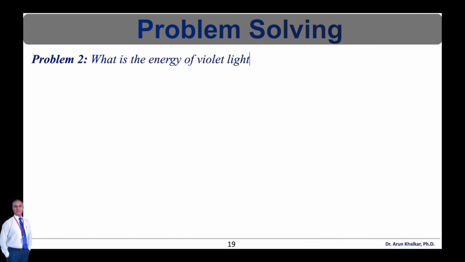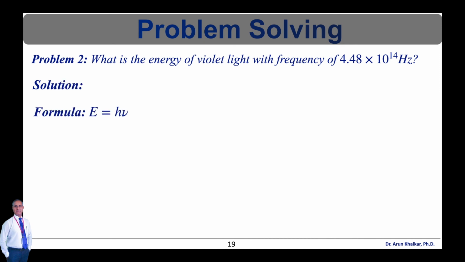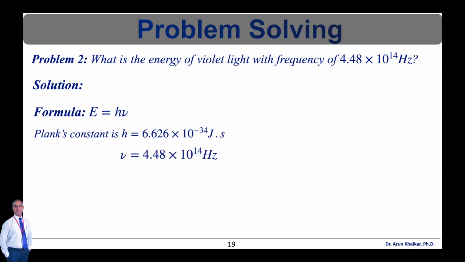Now let's see problem number 2. What is the energy of violet light with frequency of 4.48 into 10 raised to 14 hertz? The solution for this problem is as follows. We have the formula E is equal to h nu. So Planck's constant h is 6.626 into 10 raised to minus 34 joule second, and nu is 4.48 into 10 raised to 14 hertz. Nu is another notation by which we can represent the frequency. So frequency is represented by f as well as nu. Therefore we have the formula E is equal to h nu.